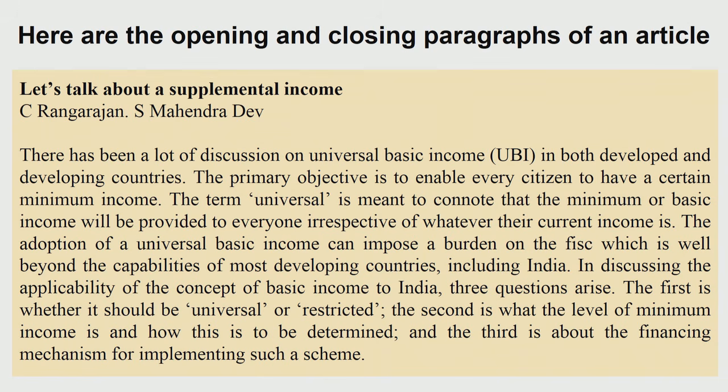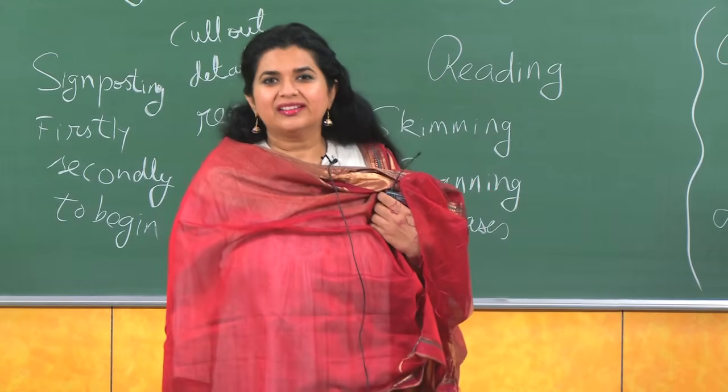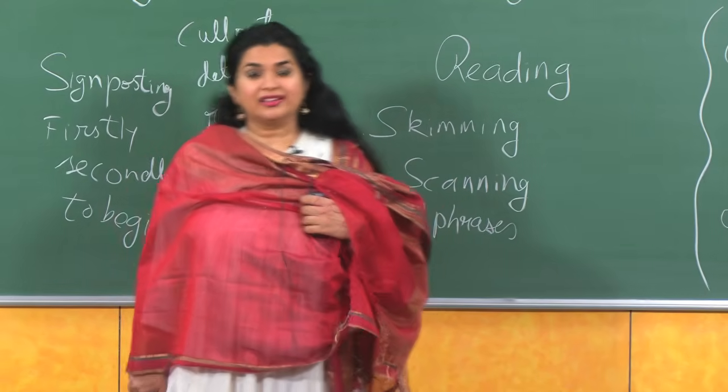In discussing the applicability of the concept of basic income to India, three questions arise. The first is whether it should be universal or restricted. The second is what the level of minimum income is and how this is to be determined. And the third is about the financing mechanism for implementing such a scheme. So look at the way the introduction, or opening, has been done, and also notice the complex sentences, especially the last one. The first is, the second and the third. So you don't find small sentences here. You find 3 sentences embedded in one.